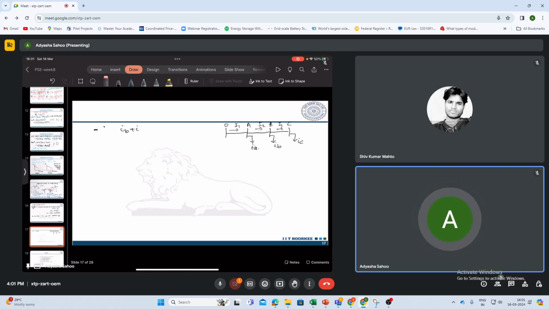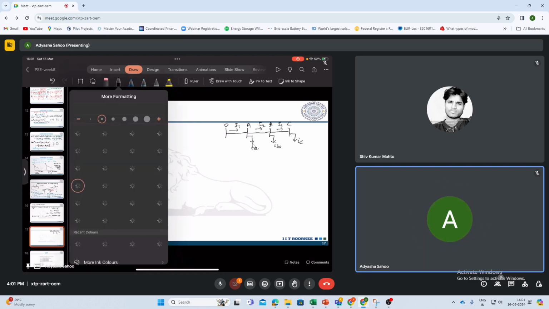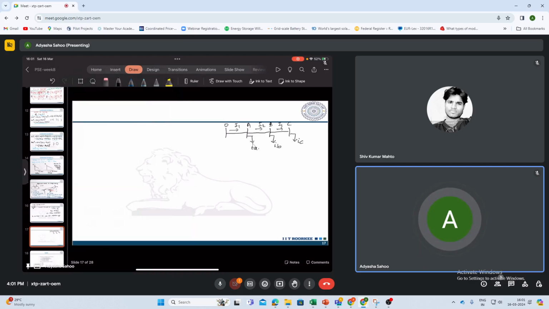Or let me write backward, then it will be clear to you. First, I3 will be IC, right? And what about I2? I2 will be I3 plus IB, and I3 is IC, so IB plus IC. Similarly, I1 is IA plus I2, and I2 is IB plus IC.